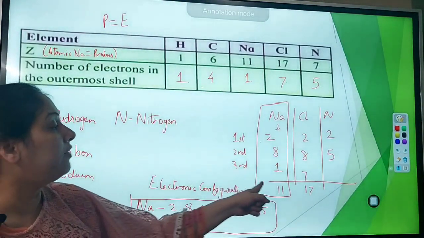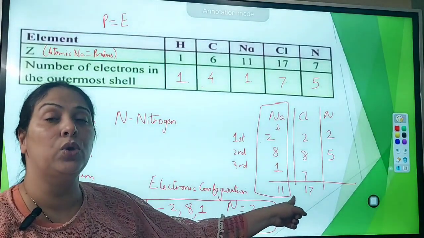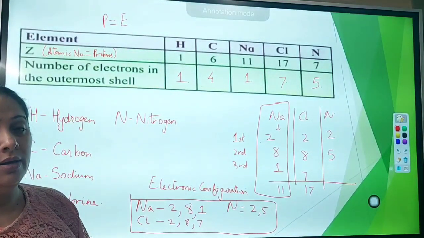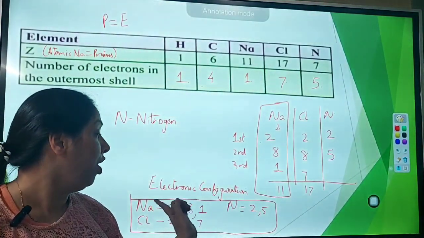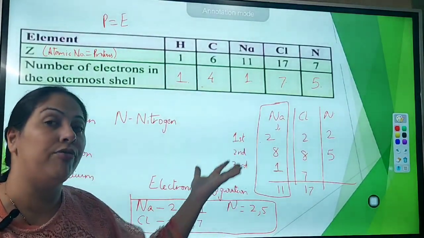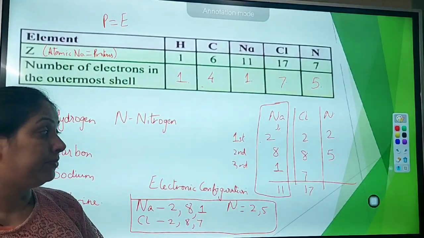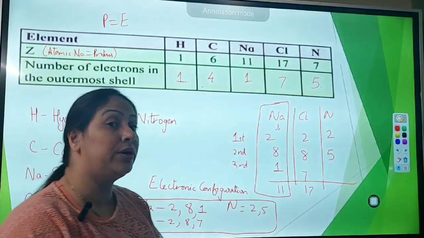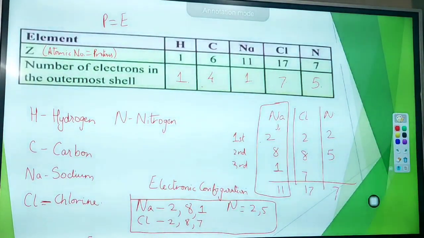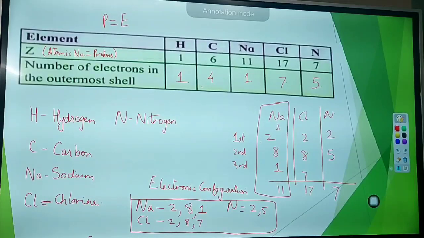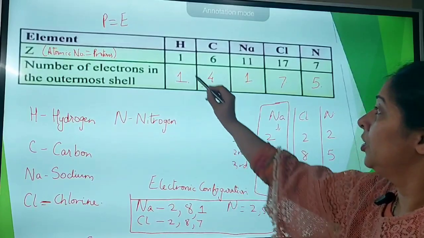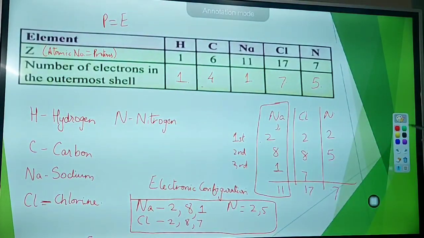Alright children, I could have directly written sodium and total number of protons 11, but 11 का मैंने distribution दिखाया है. So when I show the distribution of my electrons, it is known as the electronic configuration of that particular atom. Alright, understood what is electronic configuration? Alright. Now, let's look at this. Okay, I will just erase this.